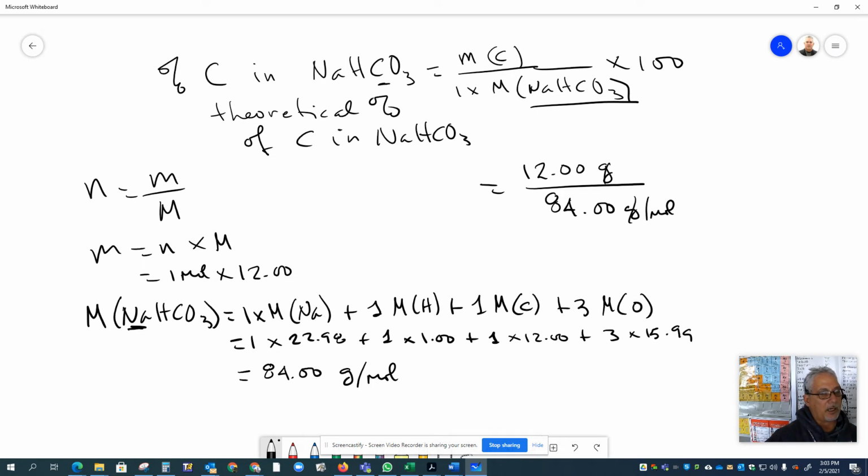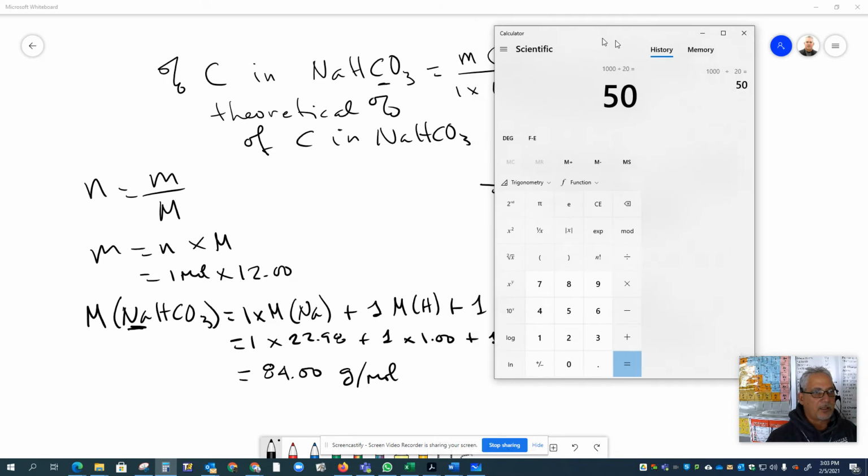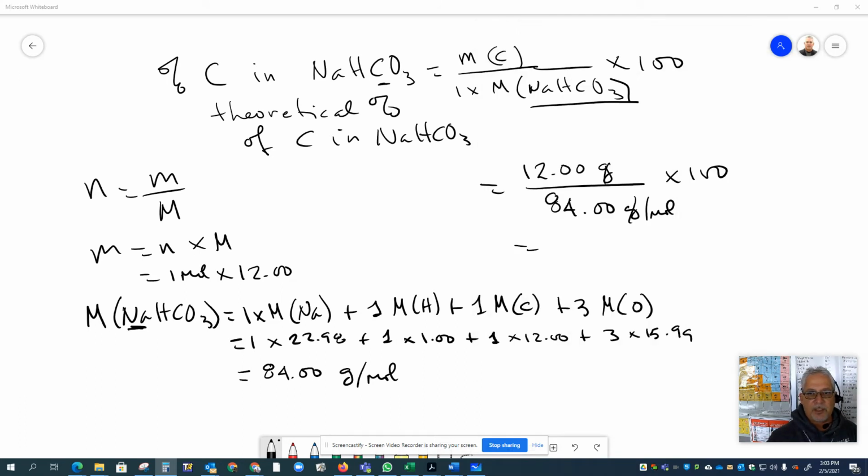Mole and mole, gram and gram cancel out. And you need to divide 12 over 84. So using my calculator again, I had to do the following: 12 divided by 84 and multiplied by 100. It gave me 14.28% of carbon in sodium bicarbonate.